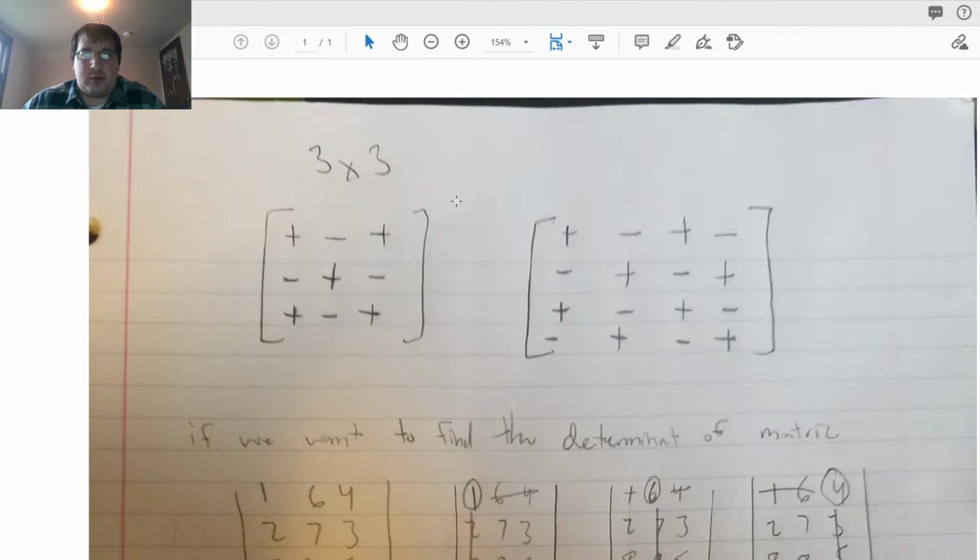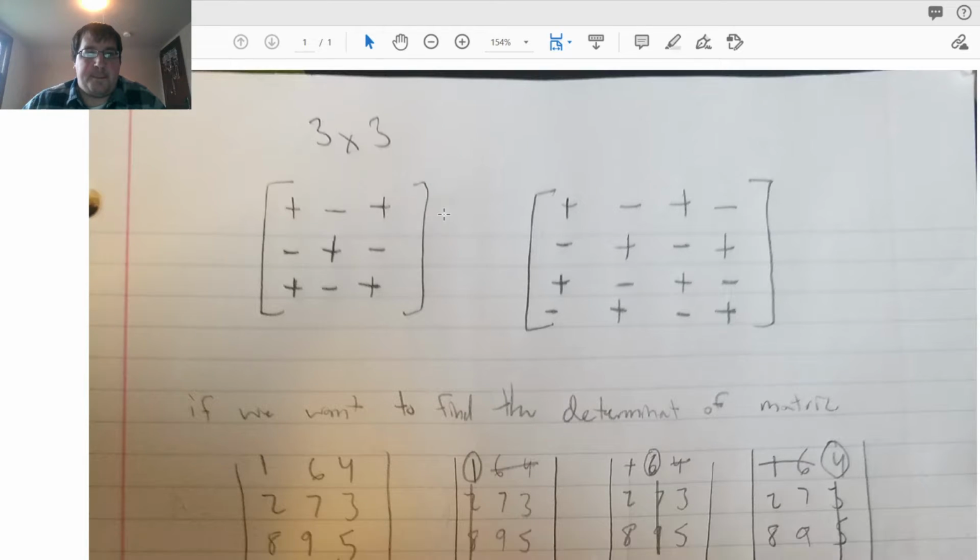Again, if you're comfortable with the way you've been doing it, you don't need to learn this now. I'm just going to show you that there is a different way of finding the determinant.